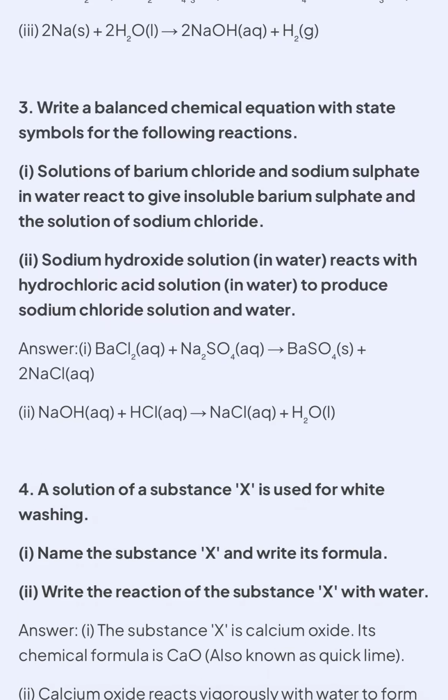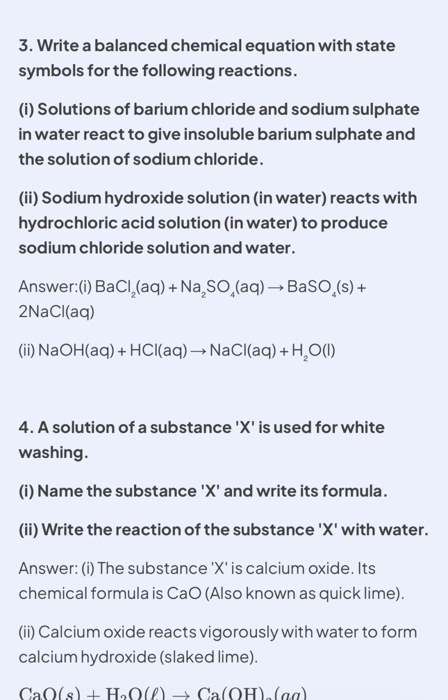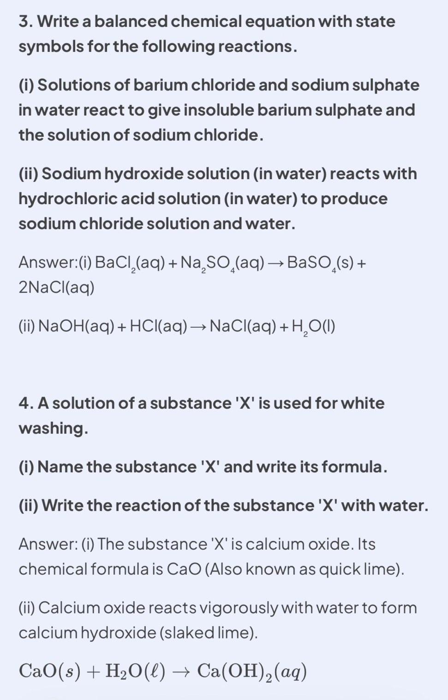3. Write a balanced chemical equation with state symbols for the following reactions. (i) Solutions of barium chloride and sodium sulfate in water react to give insoluble barium sulfate and the solution of sodium chloride. (ii) Sodium hydroxide solution in water reacts with hydrochloric acid solution in water to produce sodium chloride solution and water. Answer: (i) BaCl2(aq) + Na2SO4(aq) → BaSO4(s) + 2NaCl(aq). (ii) NaOH(aq) + HCl(aq) → NaCl(aq) + H2O(l).